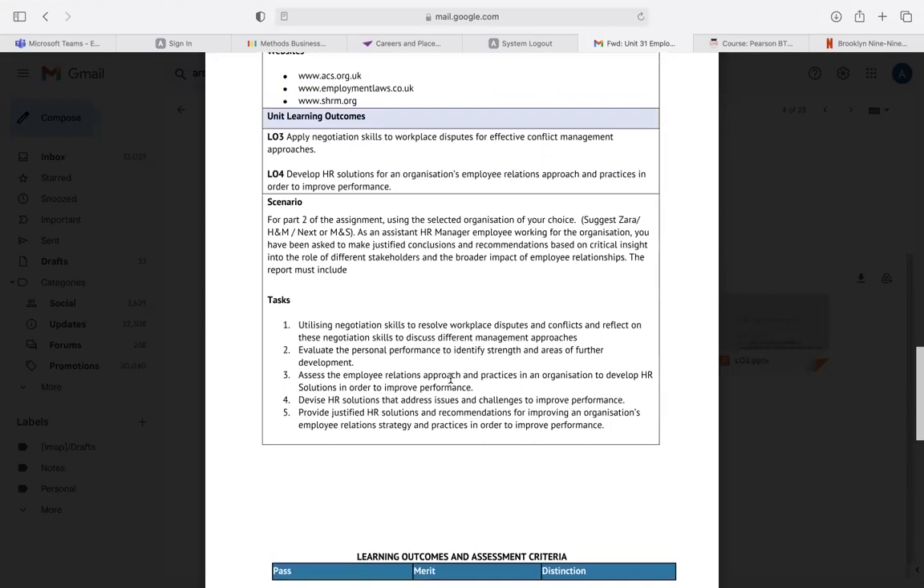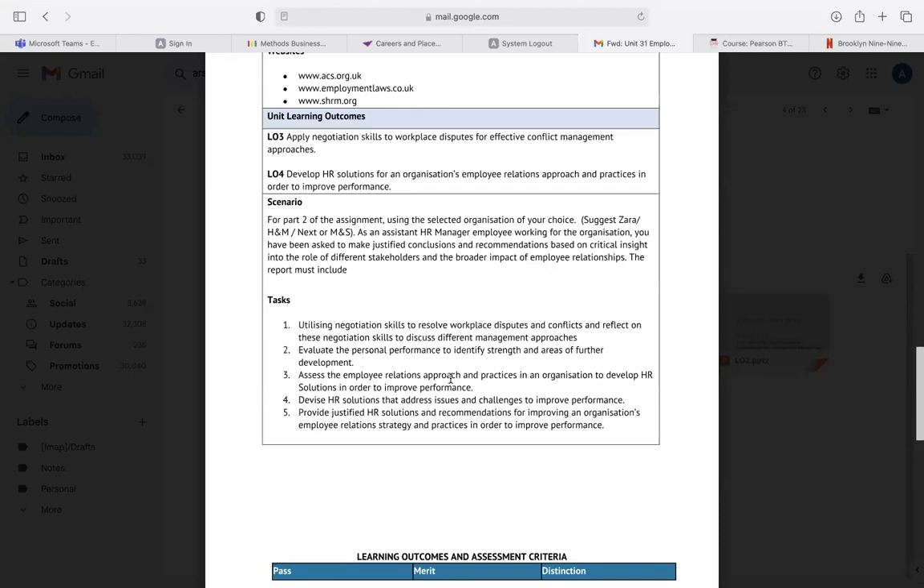LO3 was to apply negotiation skills to workplace disputes for effective conflict management. In LO3, we spoke about what conflict is. Conflict essentially means a problem between, say, the employer and the employee, or the manager and the employee, and not just what the conflict is, but also how you can resolve it. That is what conflict management essentially means. How you resolve it is the most crucial step, right?